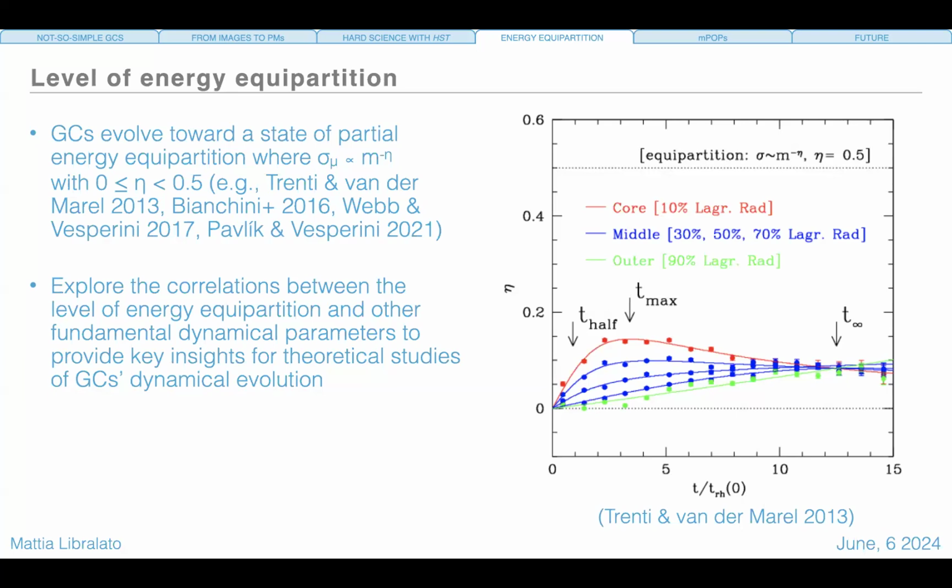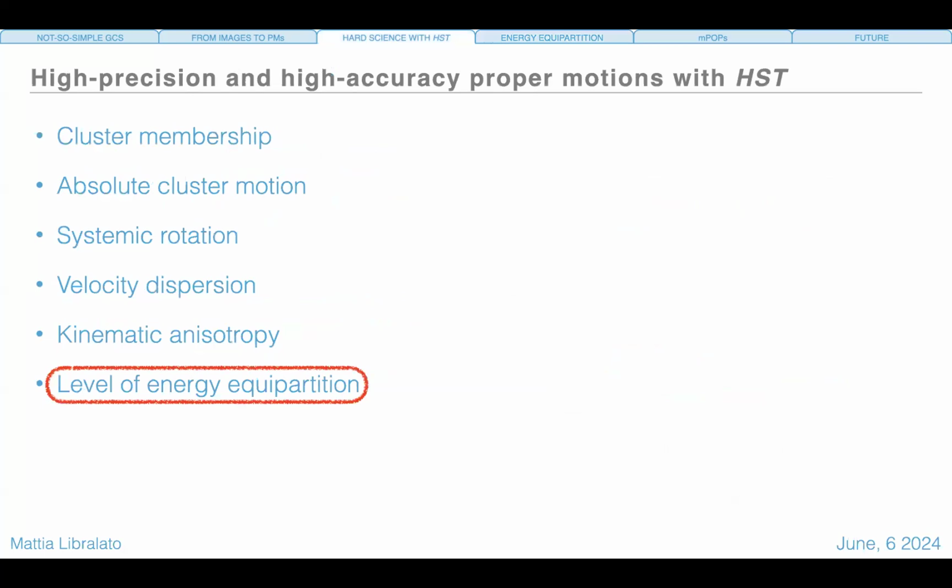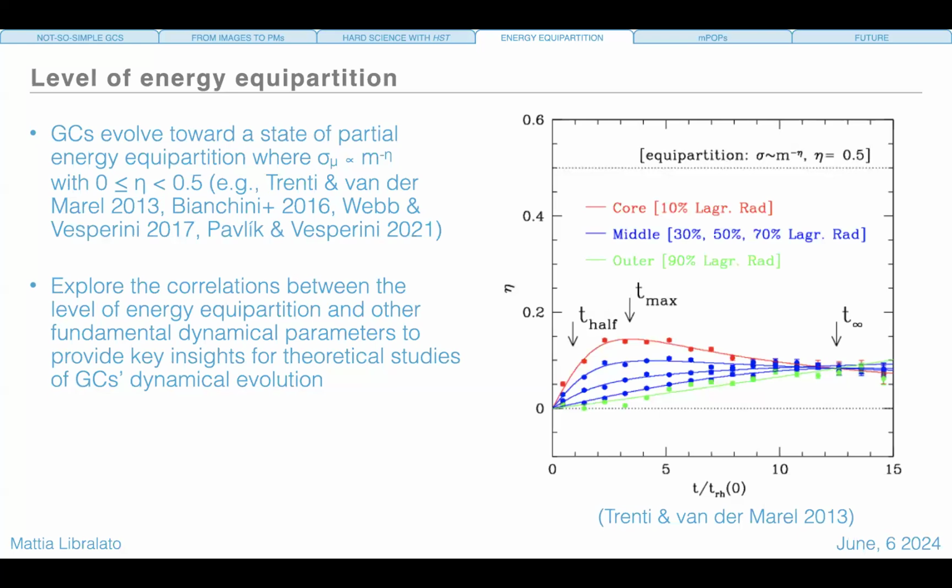This is one example. Trenti and van der Marel in 2013 showed this variation of eta as a function of time for different regions of the cluster. You can see that this is the 0.5 threshold. Of course, in these simulations eta never reaches 0.5, it is always well below. Another thing you can see is that the pace with which the eta parameter changes as a function of time is different. Obviously, in the core, two-body encounters are more frequent, so the energy equipartition develops faster. In the outskirts, it takes more time because it's more diffuse and so on.